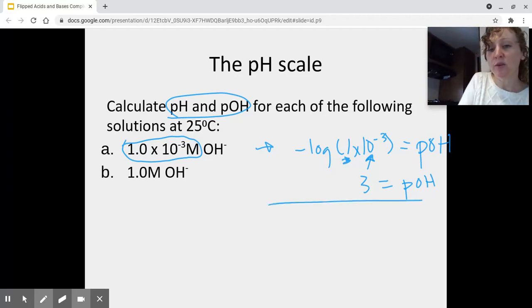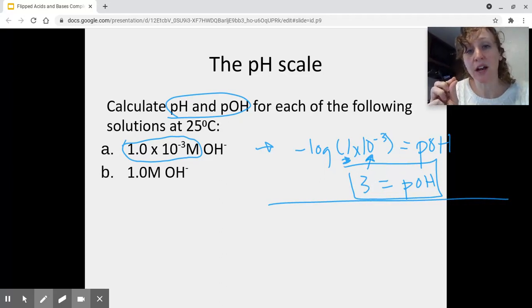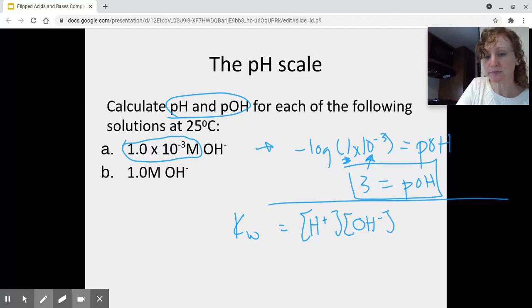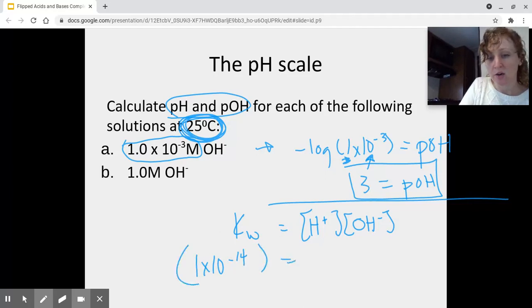Okay, so now if we have the pOH, how do we get to pH? Well, the only thing we have right now that relates them is Kw. Remember, Kw is the concentration of H plus times OH minus. We know what Kw is because we're dealing with a temperature of 25 degrees Celsius. So my Kw is going to be 1 times 10 to the negative 14. We're looking for the H plus concentration. The hydroxide concentration is 1 times 10 to the negative third.